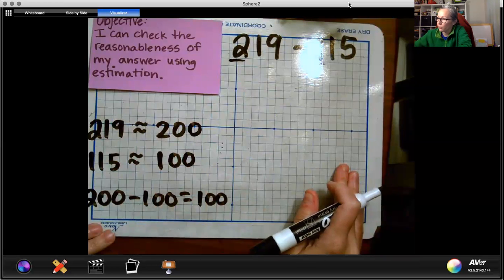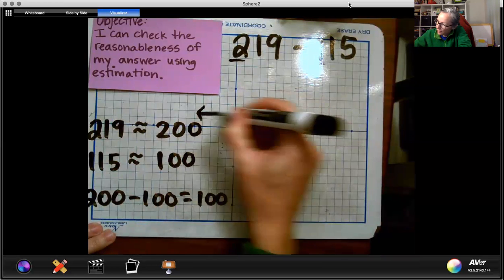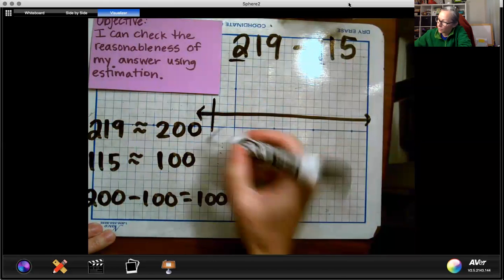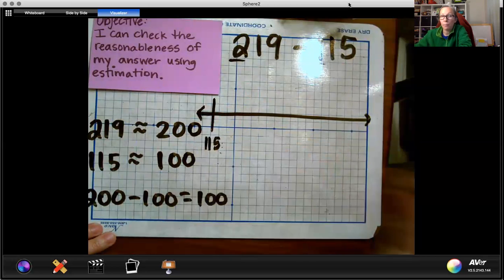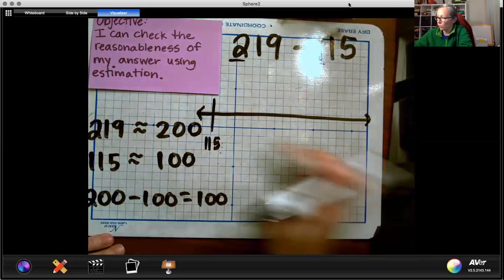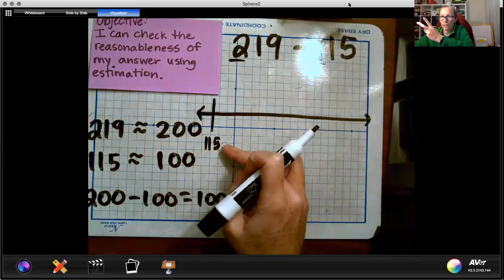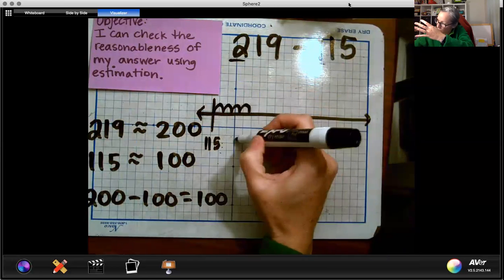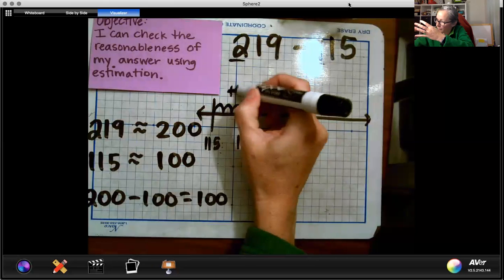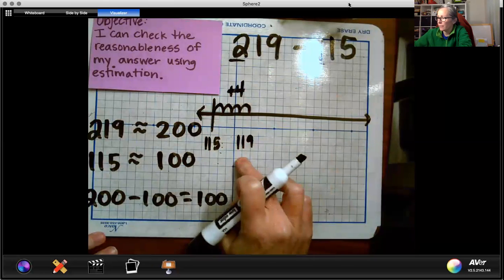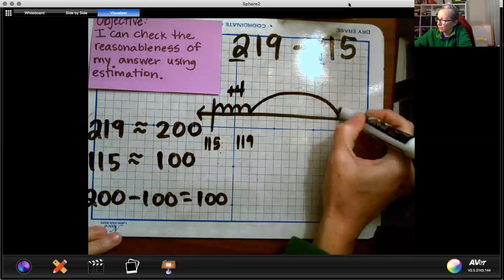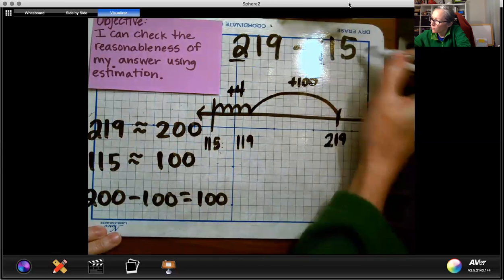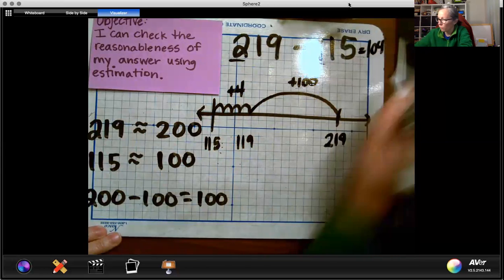I think for this one, I will start again with an open number line and use addition. So for that to work, I start with the lesser number and I count up or add up until I get to 219. So I'm going to start with 115, 16, 17, 18, 19. I'm going to jump up 4 to land on 119. And if I want to go from 119 to 219, I jump up 100. So I think the answer to this problem is 104.